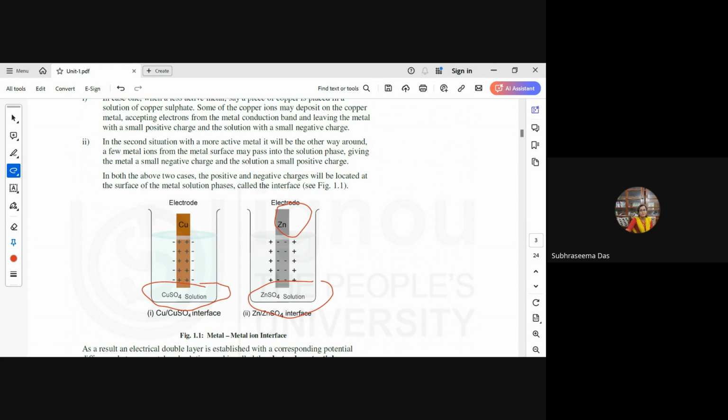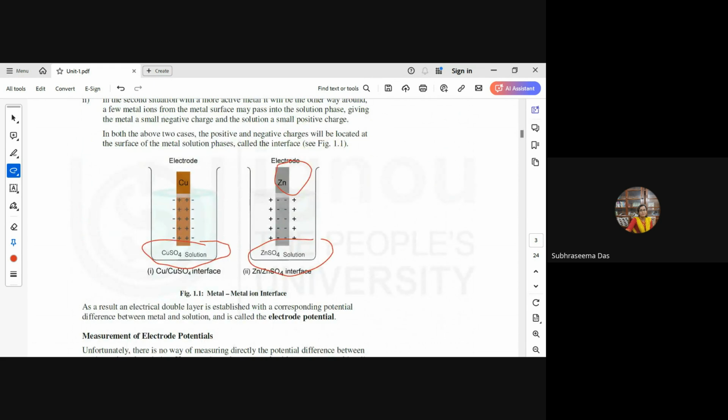As a result of the development of the charges at the interfaces, a corresponding potential difference occurs between the metal and the solution. This potential difference that arises at the metal and metal ion interface, due to the difference in the development of the charges, is termed the electrode potential. This is how an electrode potential is developed at a metal and metal ion surface.